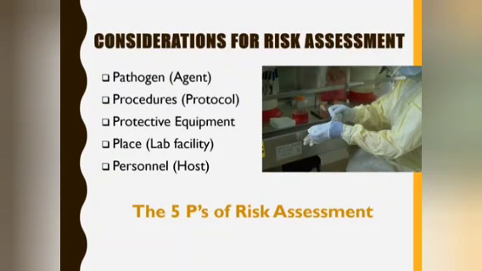Considerations for risk assessment. The first is pathogen or agent. What are the characteristics of the agent that make it hazardous? This is where the risk assessment starts. The second is procedures or protocol. The procedures being done with the organism in the vial, tube, or Petri plate. This is the second step in the risk assessment process. This is most likely the place where you would address the biosafety level to handle the agent.